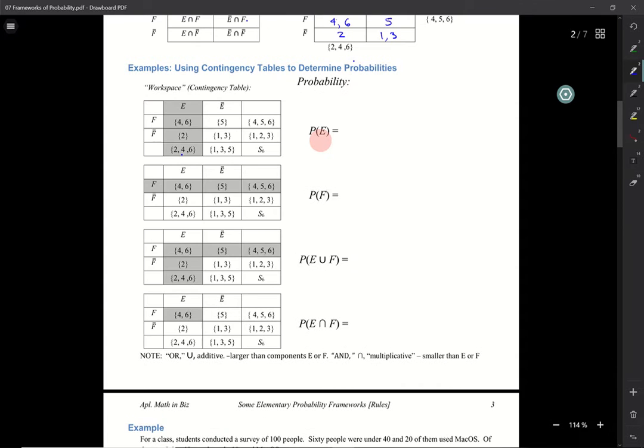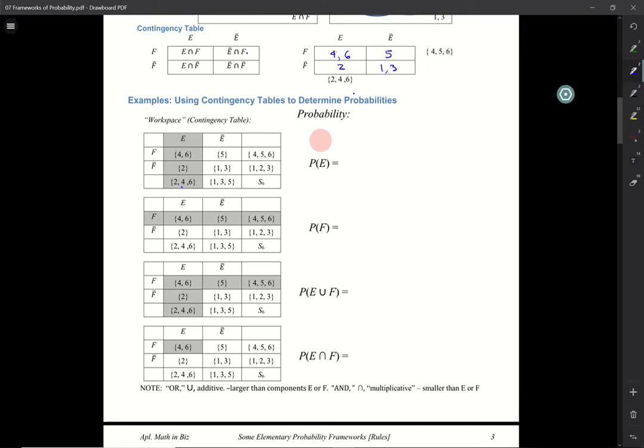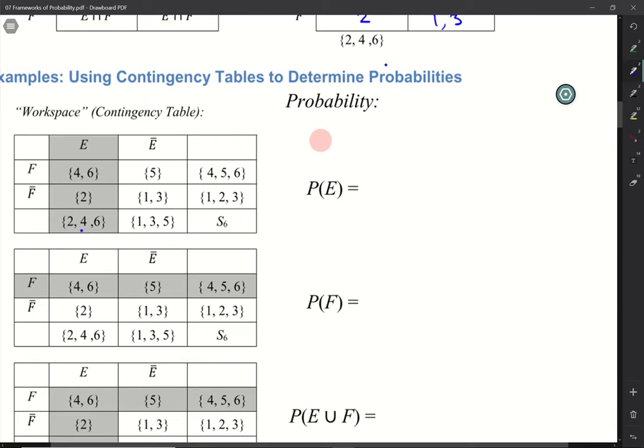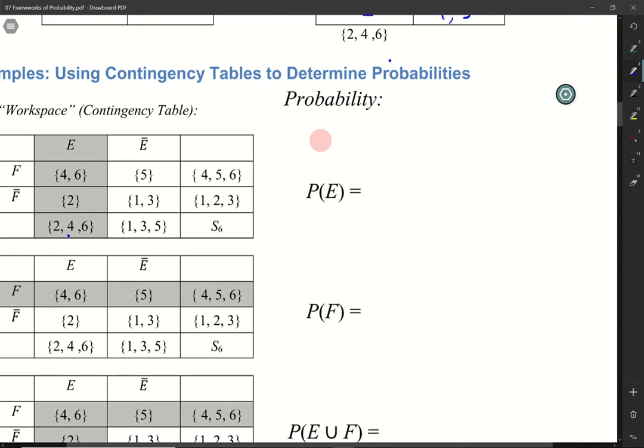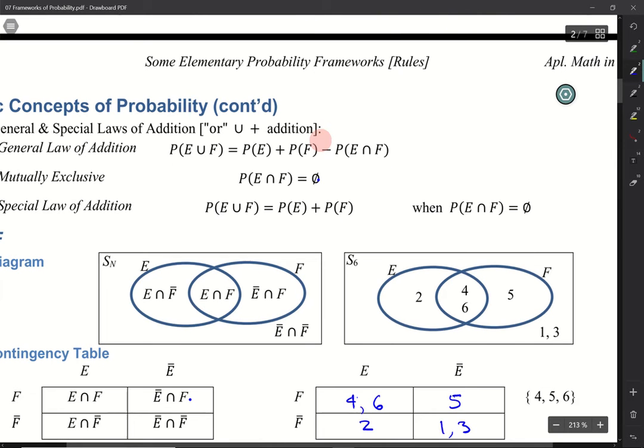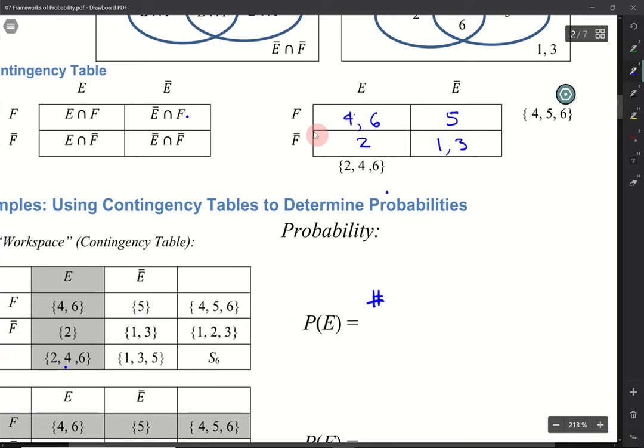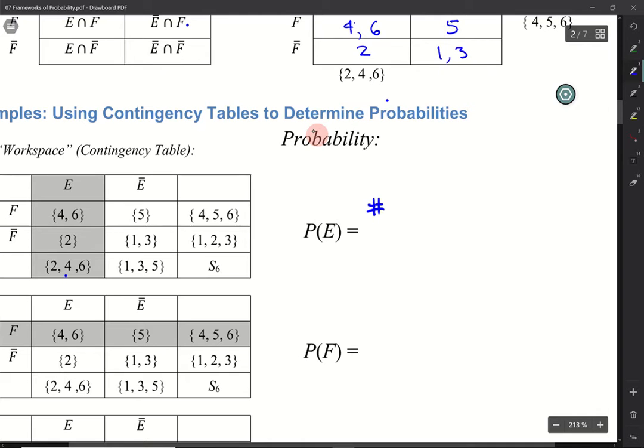And so, in the numerator, we have the number in E, the set of interest. So we copy this one over. What you want to find the probability of, that goes in the numerator. And then what's the denominator?